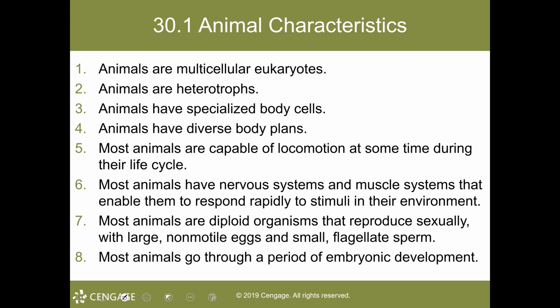Up next, number 5. Animals are capable of movement or locomotion at some point during their life cycle. With that in mind, sessile animals cannot escape unfavorable conditions, such as you would see in the case of adult sponges. They are not able to move around.